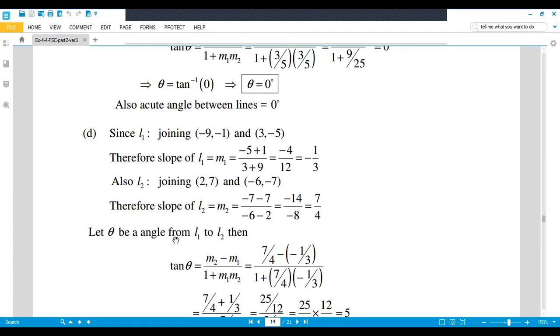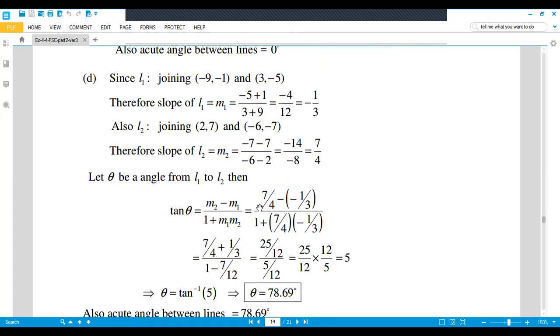Now we can easily find theta. Let theta be the angle between L1 and L2, so we can easily find this angle theta. We know the formula to find tangent theta is slope m2 minus m1 divided by 1 plus m1 m2. This is the formula, you will memorize it to find the angle between two lines. So tangent theta: m2 we already found, that is 7 over 4, minus m1 which is minus 1 over 3, over 1 plus 7 over 4 times minus 1 over 3.